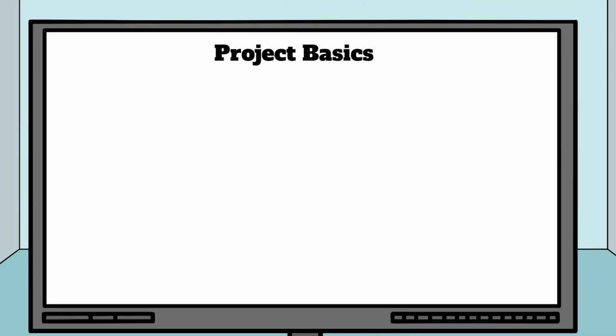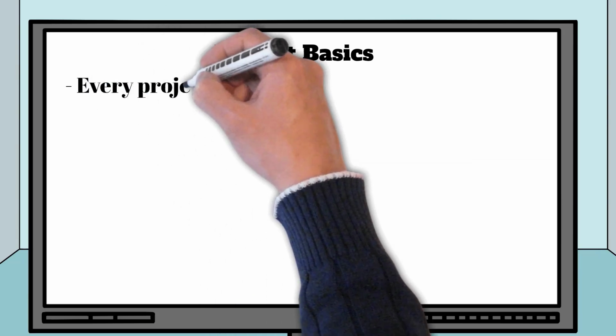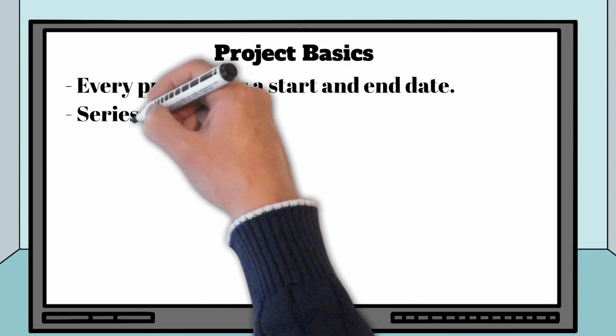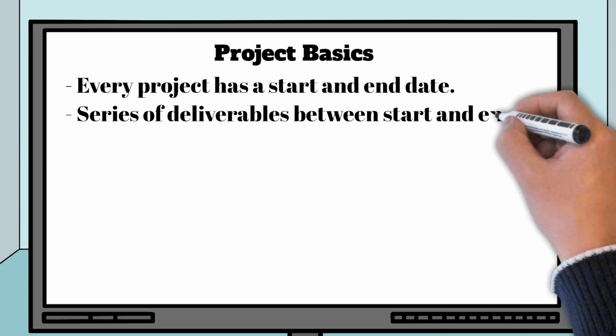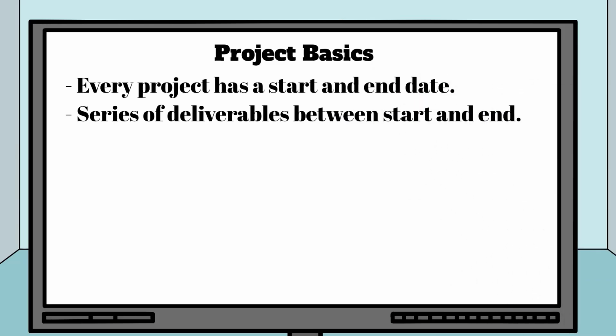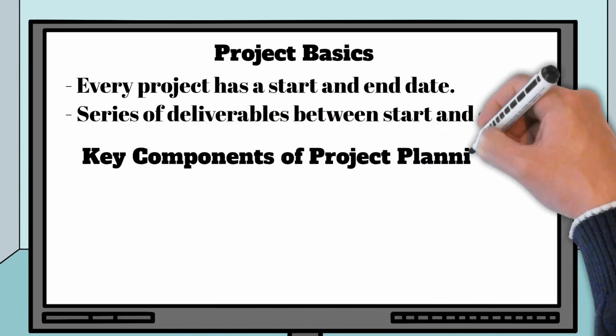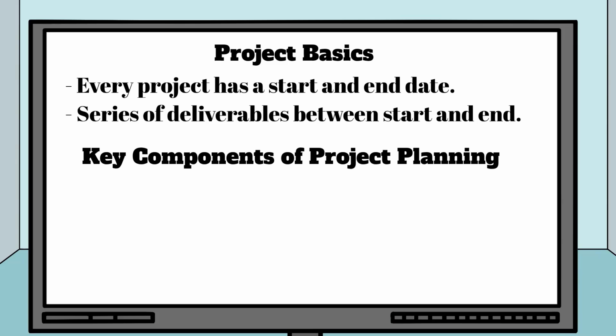Let's start with the basics. Every project has a start date and an end date. Between these two points, you'll have a series of deliverables, whether that's a product, a service, or even information. Your job as a project manager is to make sure everything is delivered on time and within budget. Stick around because in this video, we'll break down the key components of project planning so you can hit the ground running. Now that you understand why planning is essential, let's dive into the key components.